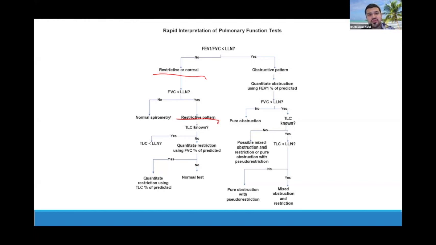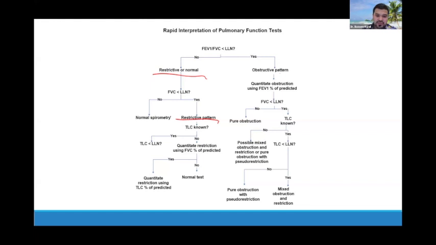If we know it, and it's low, then this is the restriction. And if it's normal, then that's a normal test. And if we don't have the TLC, then we can say that this is just a possible restrictive pattern. We'll try to get it in the future or repeat it or do something else. That's really all you need to know for that.